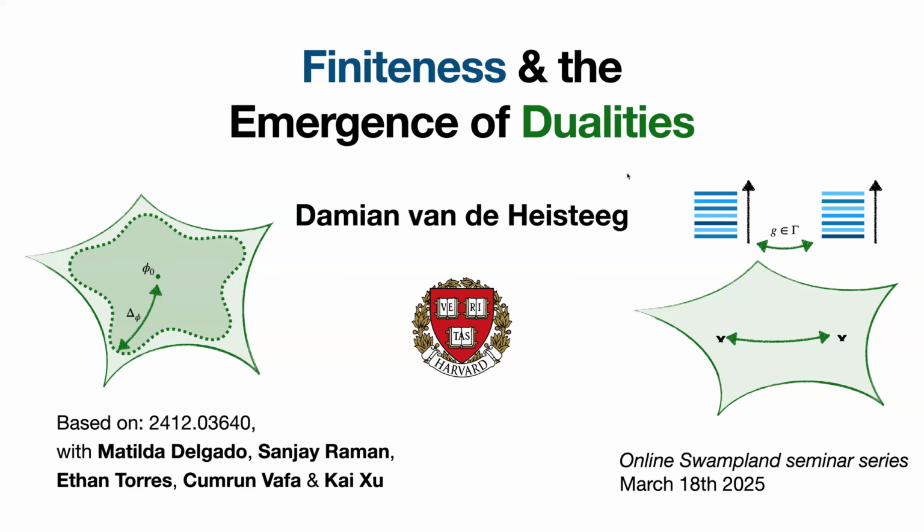I'm happy to talk today about some work that appeared last December, which we did together with Matilda, Sanjay, Ethan, Kamran, and Kai. The point of this work is to figure out why we actually see dualities in string theory, in quantum gravity, and figure out what the minimal principles are that we need to impose on these EFTs to explain why these dualities are there, in what form they are there. And precisely we'll tie this to some particular finiteness criteria that I'll explain in this talk.